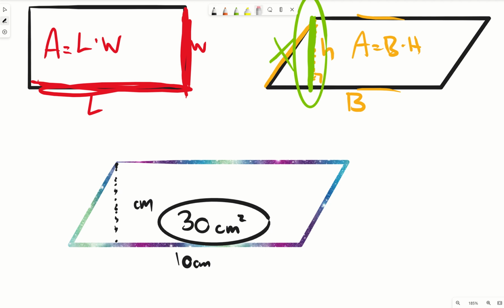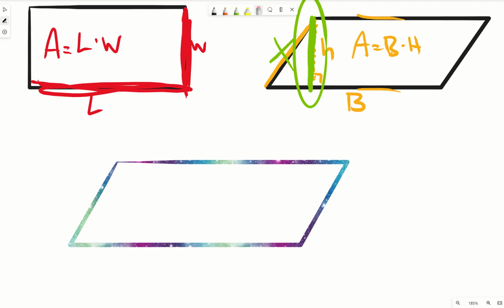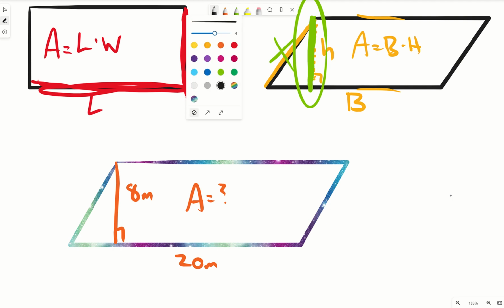Okay, let's finish this off. Let's be able to move on from this lesson. This should be a quick video. I have a height of 8 and a base of 20 meters. What is my area? I'm sure you will all be successful in solving this.